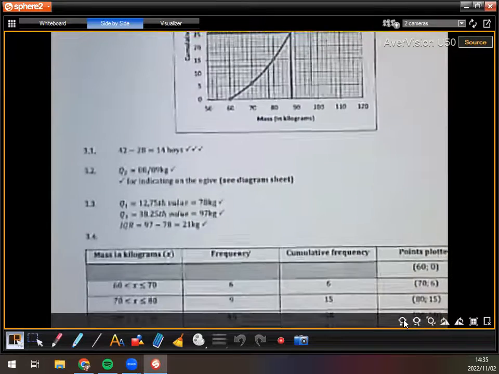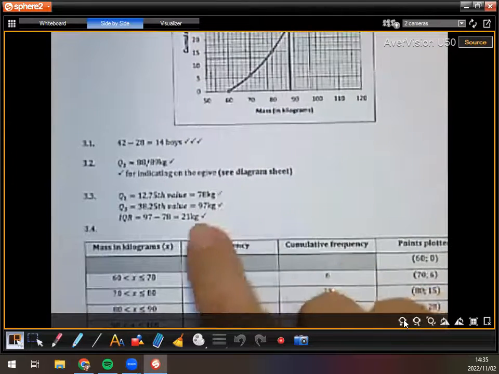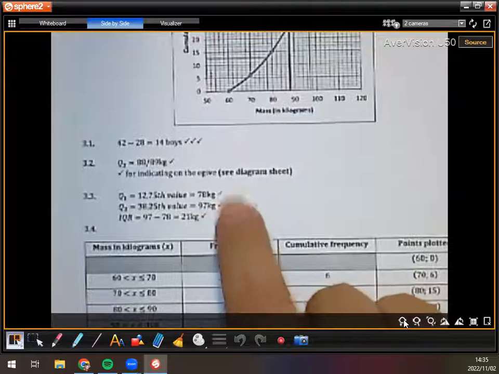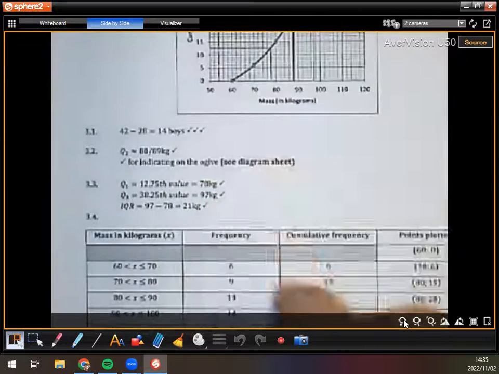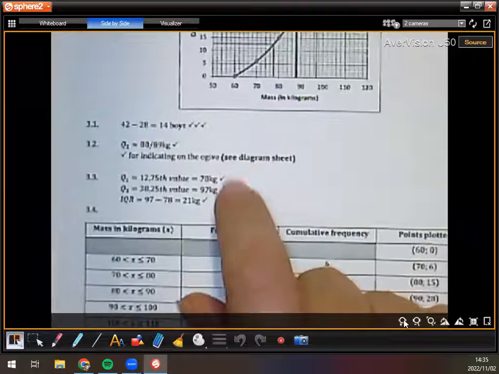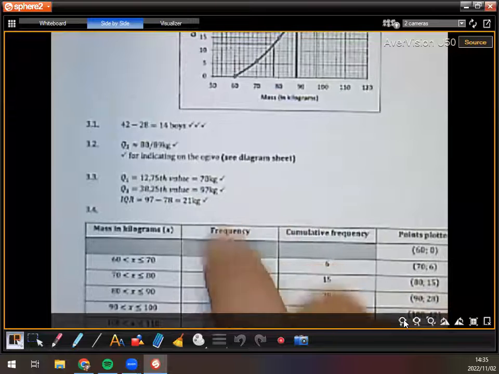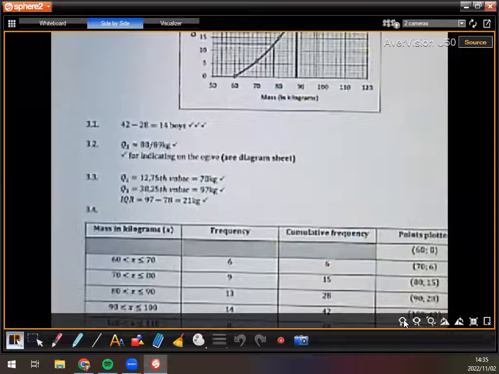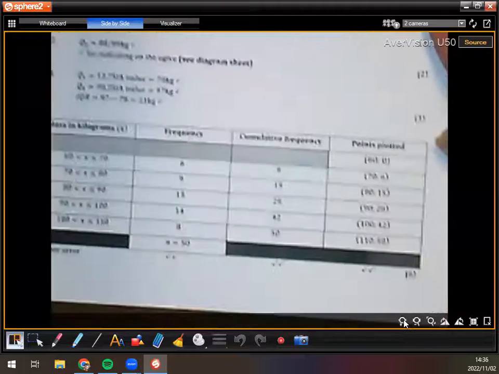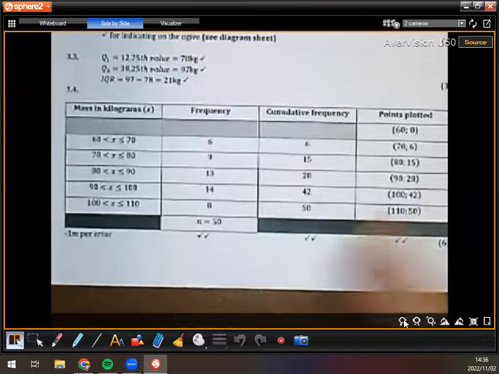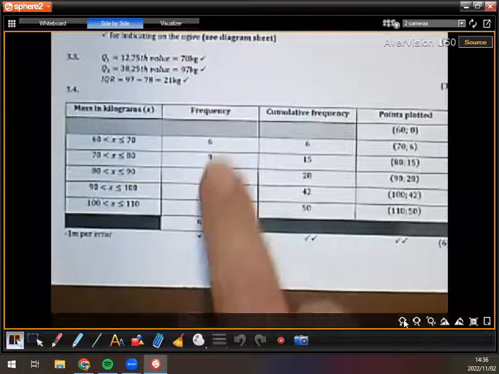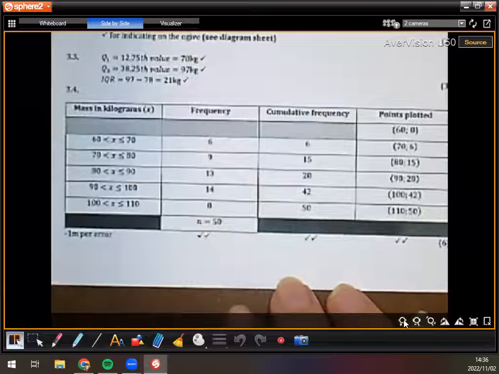For 3.3, you got 3 marks there. Some of you had slightly different answers here, but it's fine because it kind of depends on the OVAD. So it was a mark for Q1, a mark for Q3, and a mark for minus in there. In your table here, a few of you left out N equals 50. Alright, you do have to total your frequency, unfortunately.